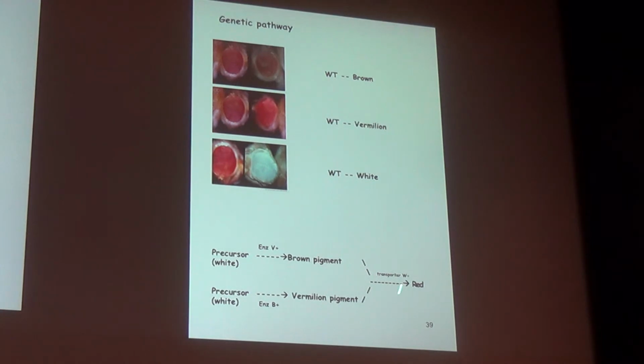Mutation here will make the eye look white, because none of the pigments that are being made will get transported into the facets of the eye, and the eye will look white. And that's your classic white mutant.